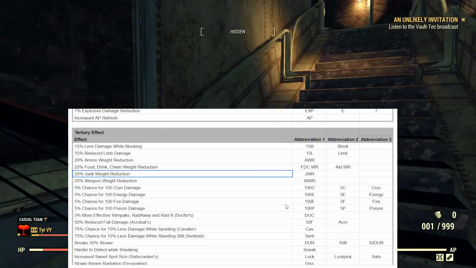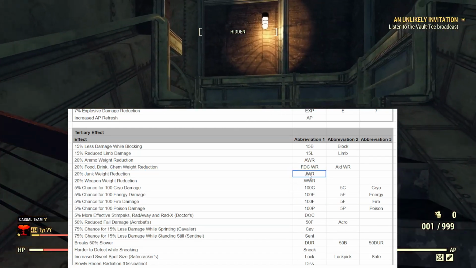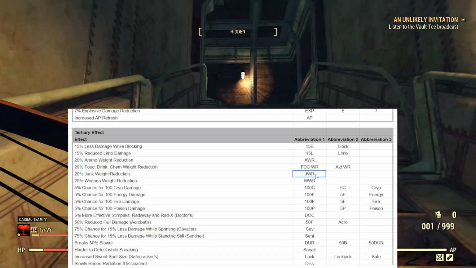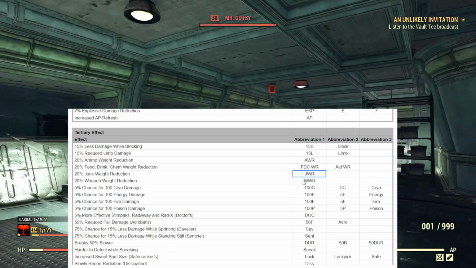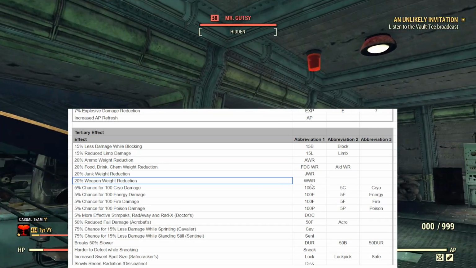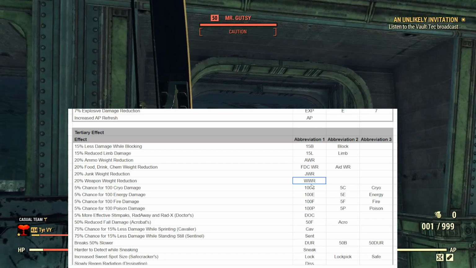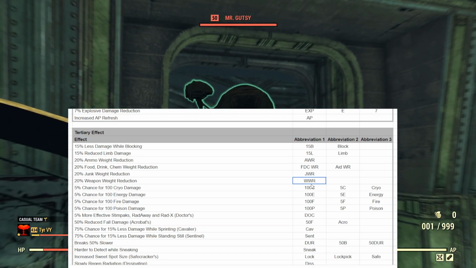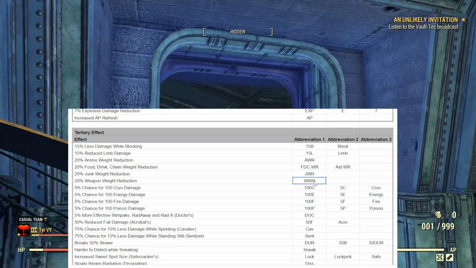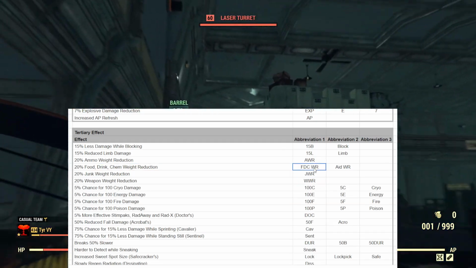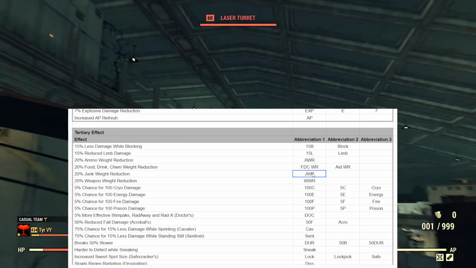Then the less weight reduction for junk. People write JWR, but 20 JWR works just as fine, as I'm seeing from another list. And same with weapon weight reduction. People always write WWR, but 20 WWR will work just as fine. For these things, it doesn't really matter if you include the 20, people should know what you mean.